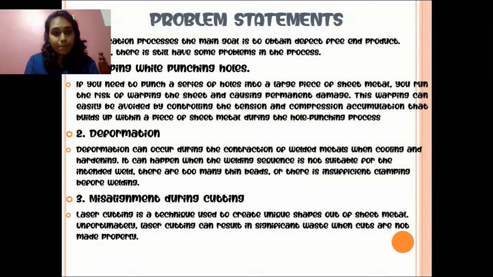The first one is warping while punching holes, and the second one is deformation. It occurs when the welded metal contracts as it cools and hardens. And the third one is misalignment during cutting. When laser cutting is done wrong, it can result in misalignment.